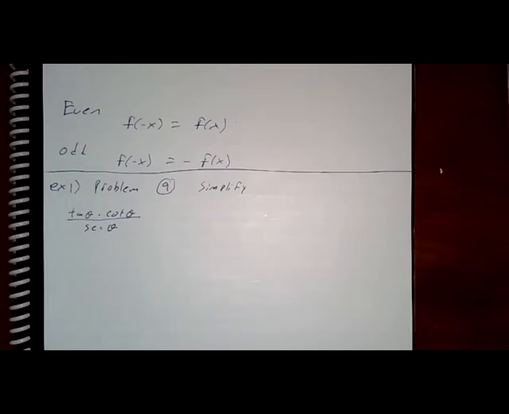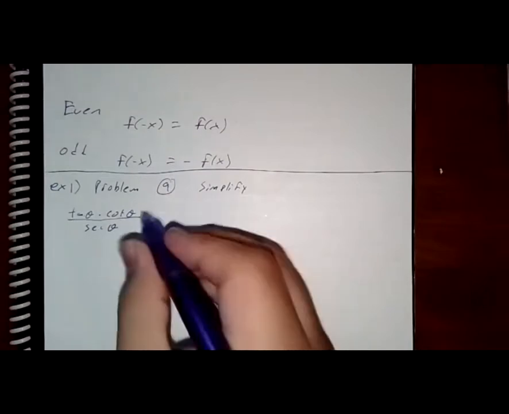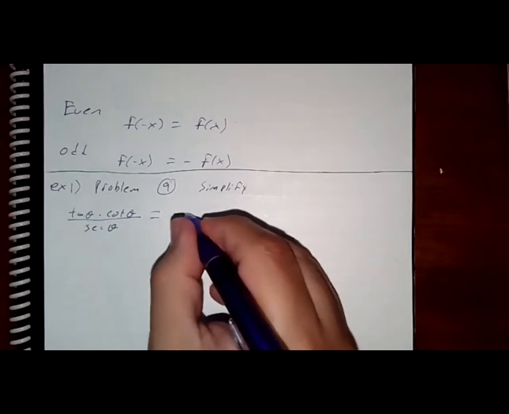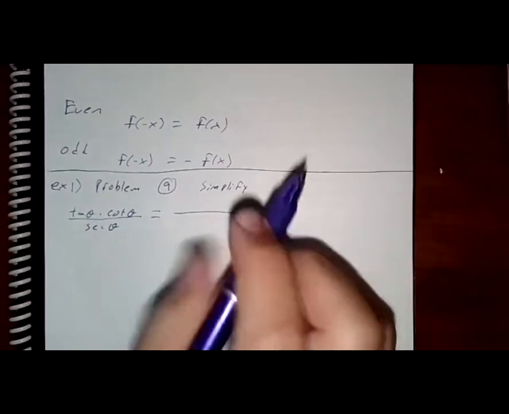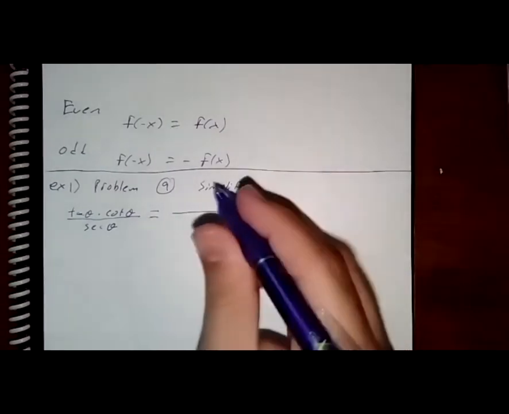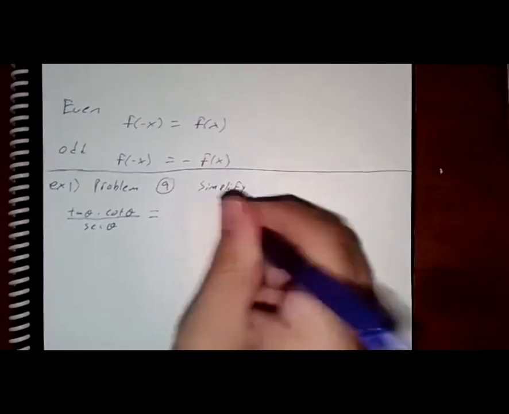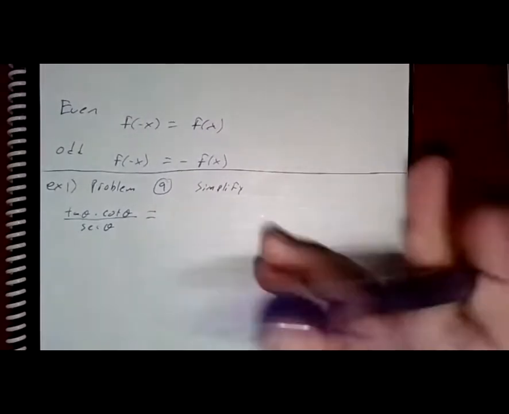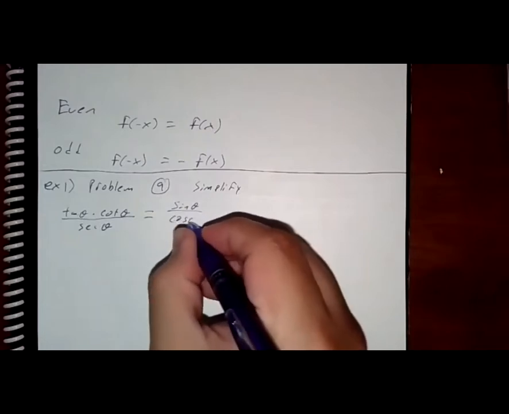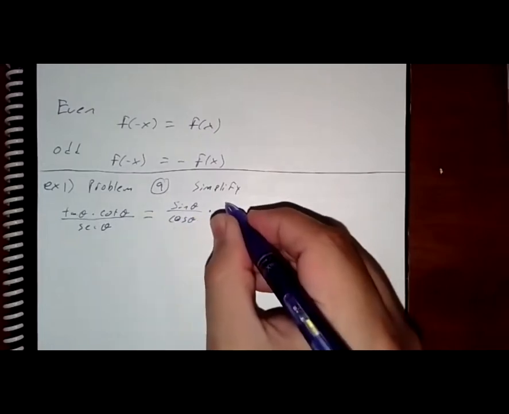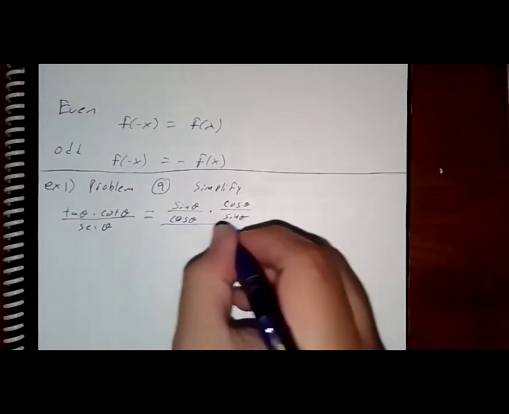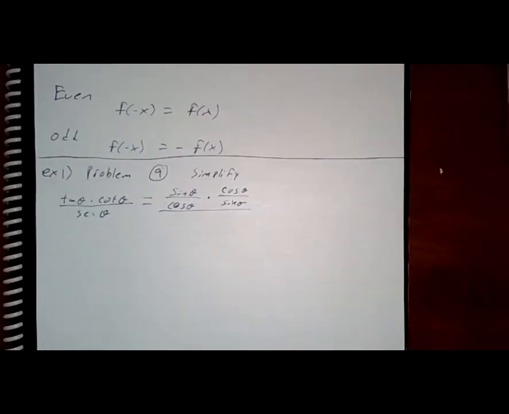So let's use our quotient property, right? What is tangent as a quotient? What is cotangent as a quotient? Sine over cosine and cosine over sine. Right? So let's change it and see what happens. So that'll be sine theta over cosine theta for the tangent times, and then cotangent you said was cosine theta over sine, right? So that is the numerator after applying the quotient.